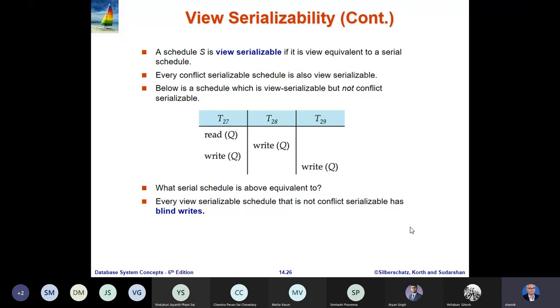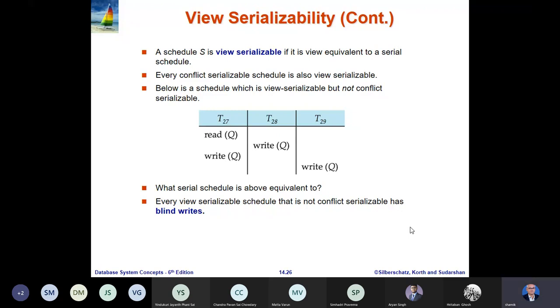But in the equivalent serial schedule, I am saying T28 will be following T27. So in that case, T28 will read the value of Q that is written by T27. So that is not going to let it remain as view serializable. So it is a telltale sign that a schedule will be view serializable but not conflict serializable when it has got these types of blind writes.